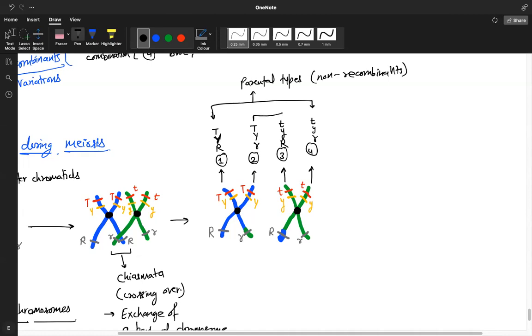But if you see these two, they are recombinants. Or I should make it here for more clarity. If you look at these two, they are recombinants, or I can say non-parental type. Is it clear?